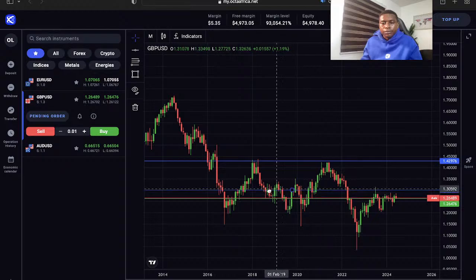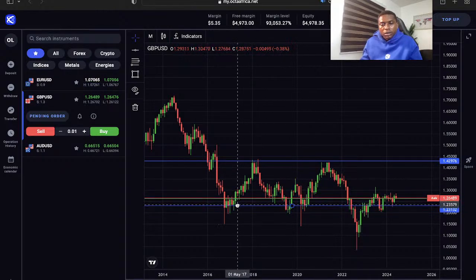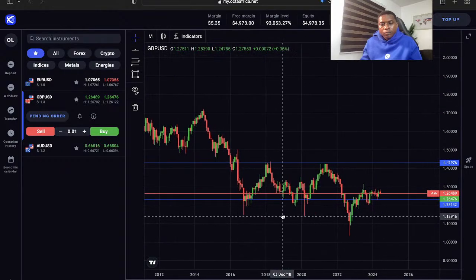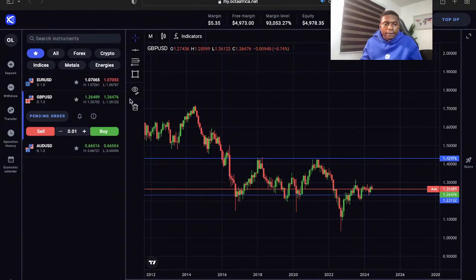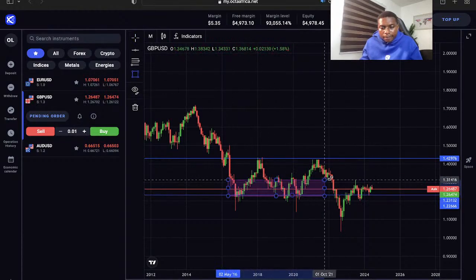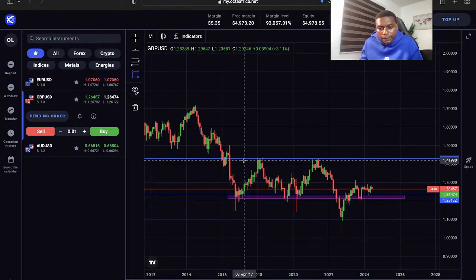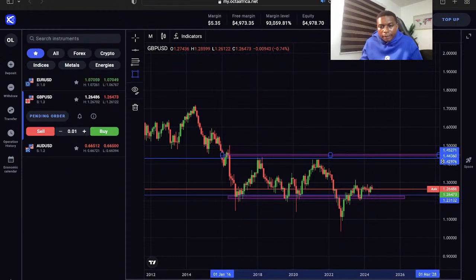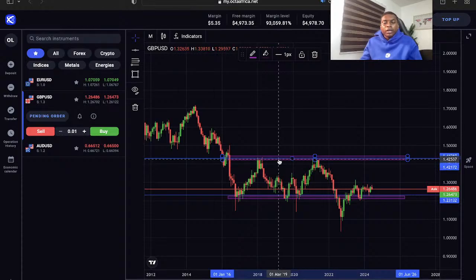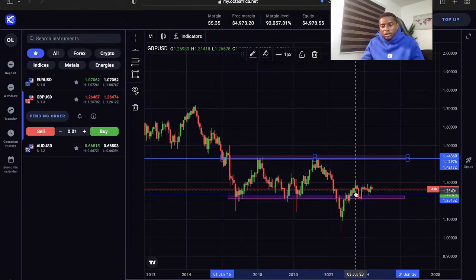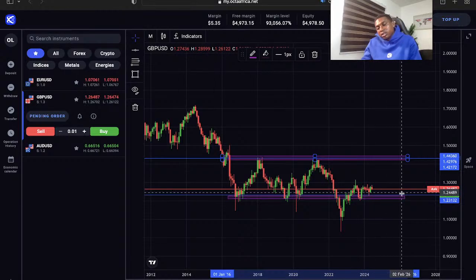Looking at this, yeah, it's trading at this support zone. It's lingering, it's ranging along this support zone here. So let's zoom in.